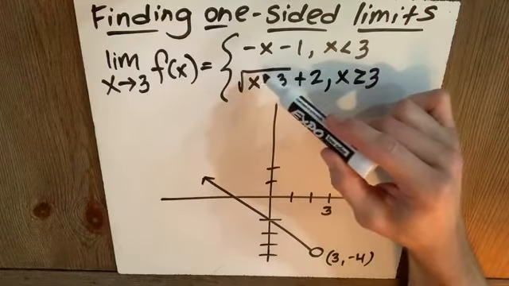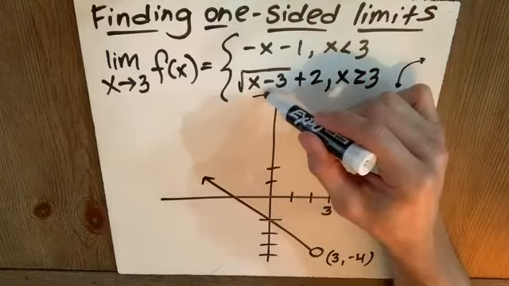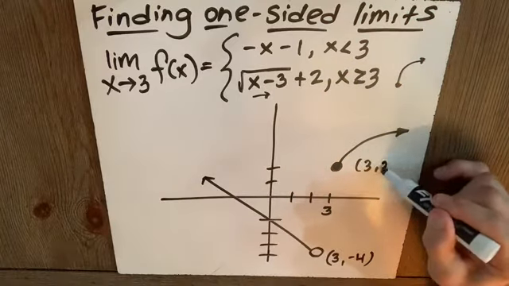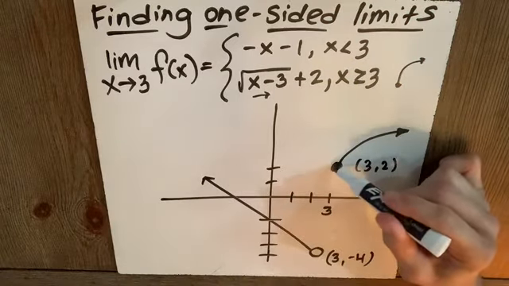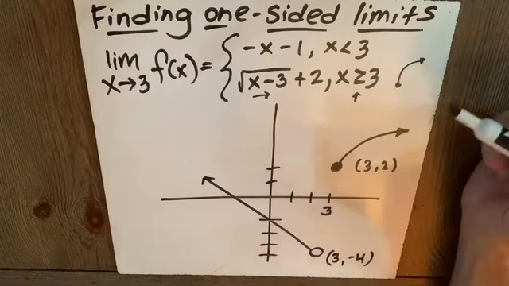But the square root function, we know that looks like a swimmer coming out of the water, but moved 3 to the right and 2 up. So here is the point 3, 2. And notice I put a darkened circle there because x is greater than or equal to 3.